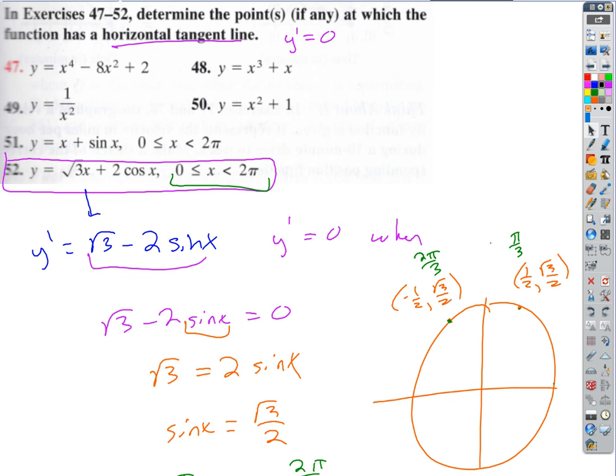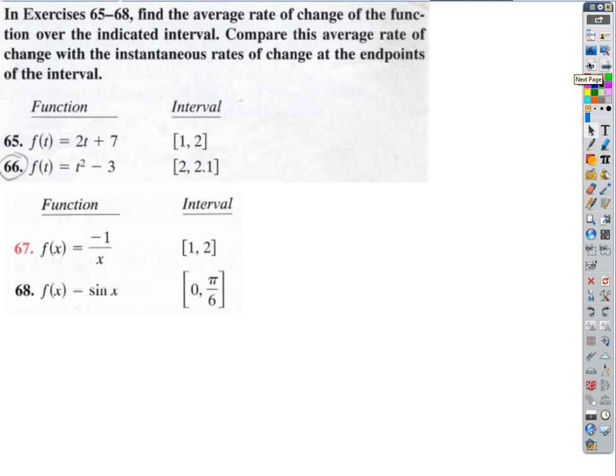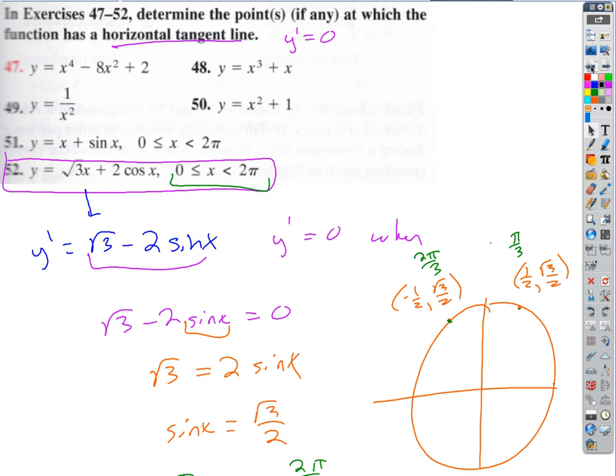Okay, what if we asked instead, could I have asked a similar question? What if I had said something like, find the points, if any, at which the tangent line has a slope of 1? What would I have done differently in the equation? Yeah, instead of setting the derivative equal to 0, I just would have set it equal to 1 and solved a different equation. Right? Does that make sense? And then the values of x that are solutions of that equation would be the places where that happened. Okay?